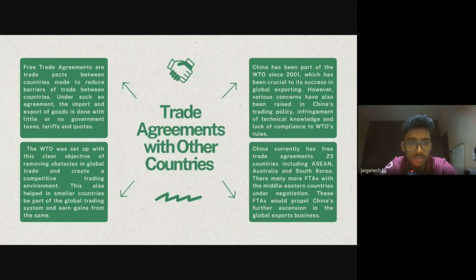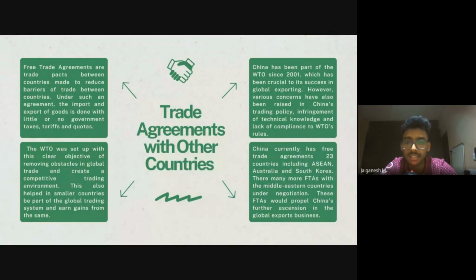The WTO was set up with this clear objective of removing obstacles in global trade and creating a competitive and free trade environment. This has helped a lot of small countries to be part of the global trading system and derive a lot of gains from the same. China has been part of the WTO since 2001, and it has been crucial for it becoming the global export success it is today.